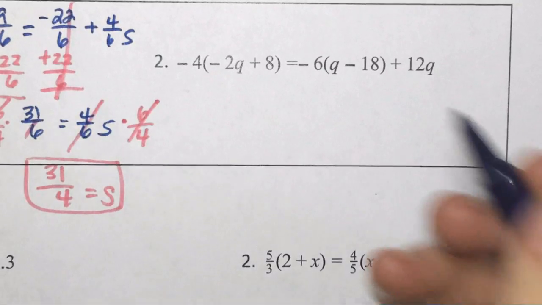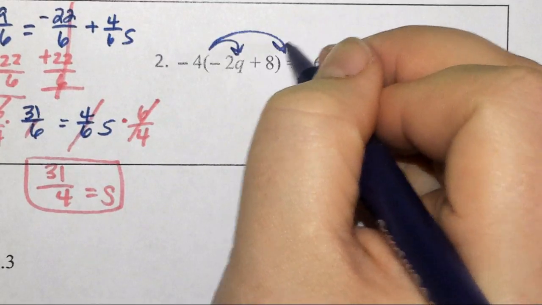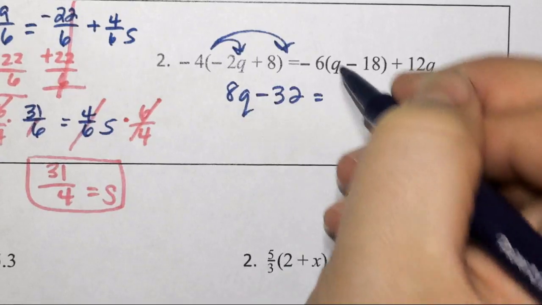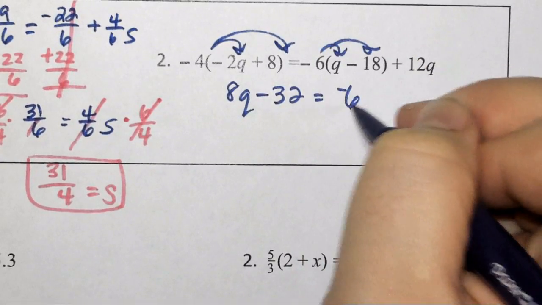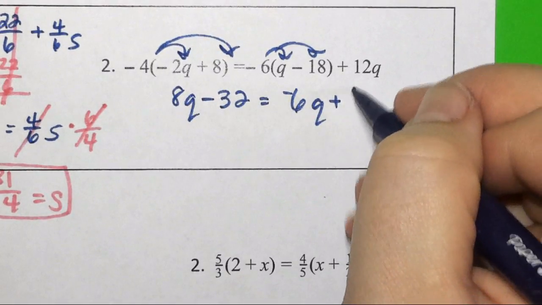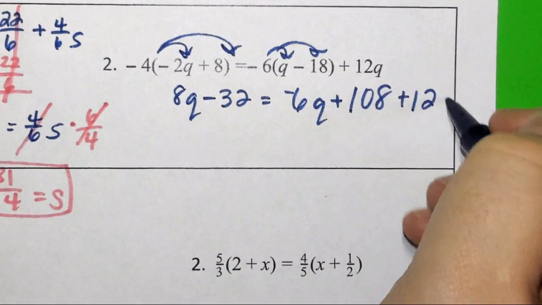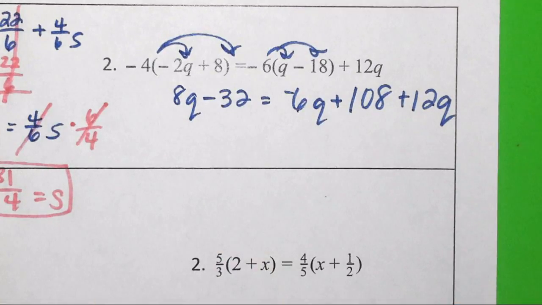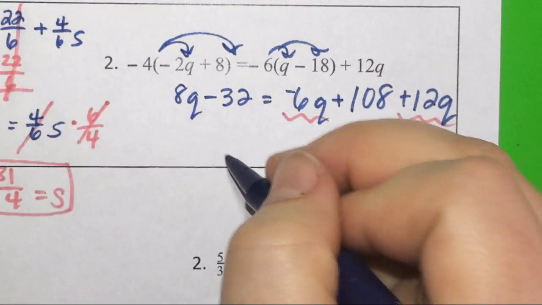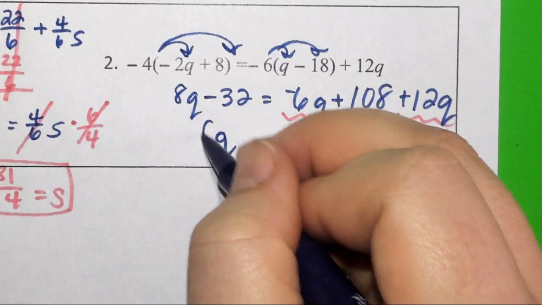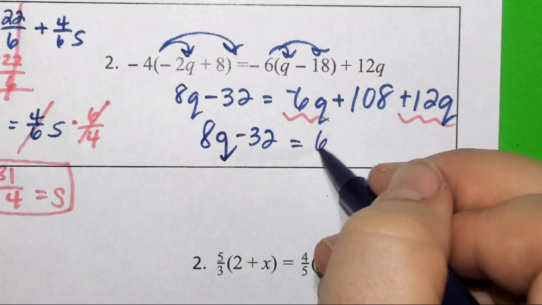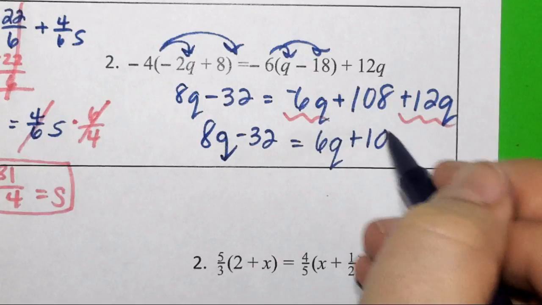Okay, for the next bell ringer, it seems much easier. You distributed the negative 4. You got 8q minus 32 equals negative 6q plus 18 times 6 plus 12q. I can combine some like terms. I have 8q minus 32 equals 6q plus 108.